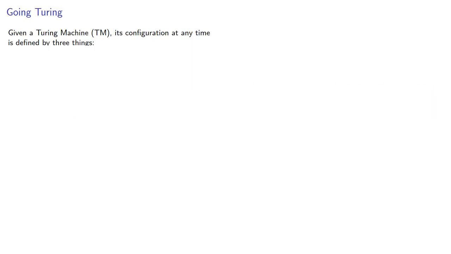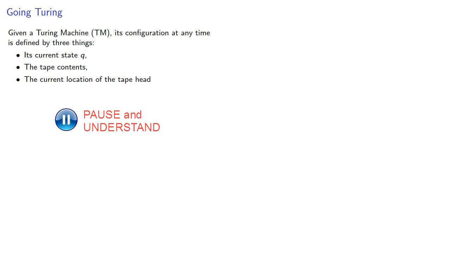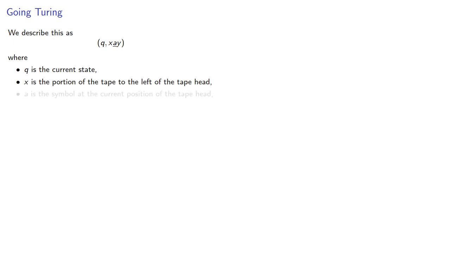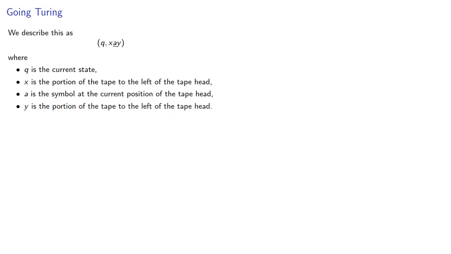Now, given a Turing machine, its configuration at any time is defined by three things: its current state, the tape contents, and the current location of the tape head. We'll describe this as where Q is the current state, X is the portion of the tape to the left of the tape head, A is the symbol at the current position of the tape head, and Y is the portion of the tape to the right of the tape head. The other left, the one that's on the right.